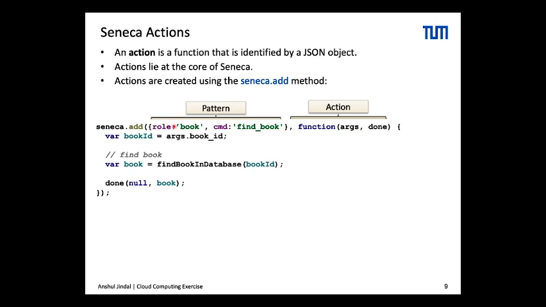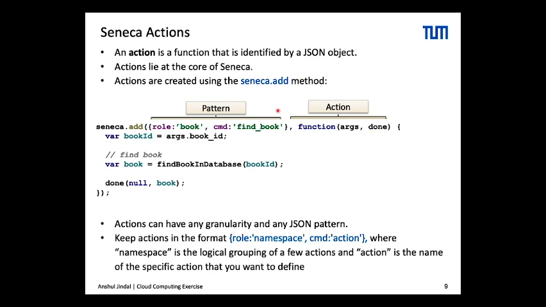By pattern I mean it has a role. The role is book, and the command I'm specifying over here is find book. This can be like a high-level API, where all the book commands go within this particular microservice. From here I know that this microservice is responsible for finding the book, and your logic for finding that book would go within this action, the function. Simply find the book in the database, query the database, get the book, and return it using this done over here. We'll see more about this in the next slide.